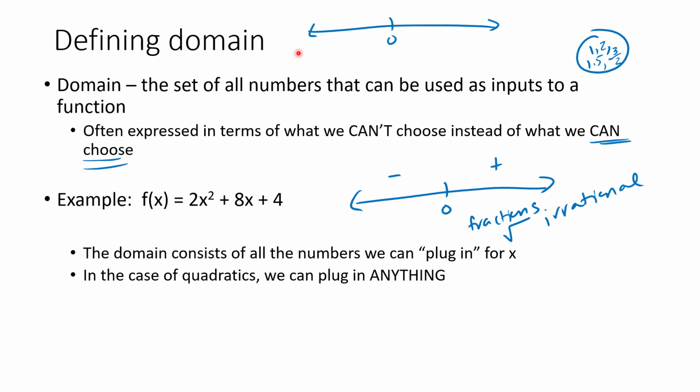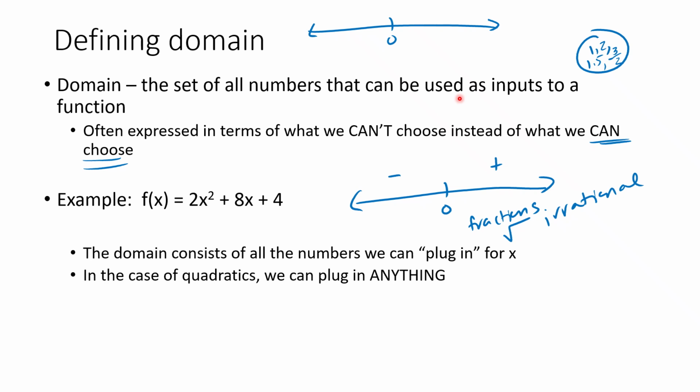So in the case of quadratics, we can actually plug in anything. You can go as far left or as far right, you can go in between the numbers, you can find all the ugly numbers. If it's on that number line, you can put it in there and get some number out. There's no guarantee it's a nice number. It might be an ugly number with fractions or square roots in it, but you could get a number out.